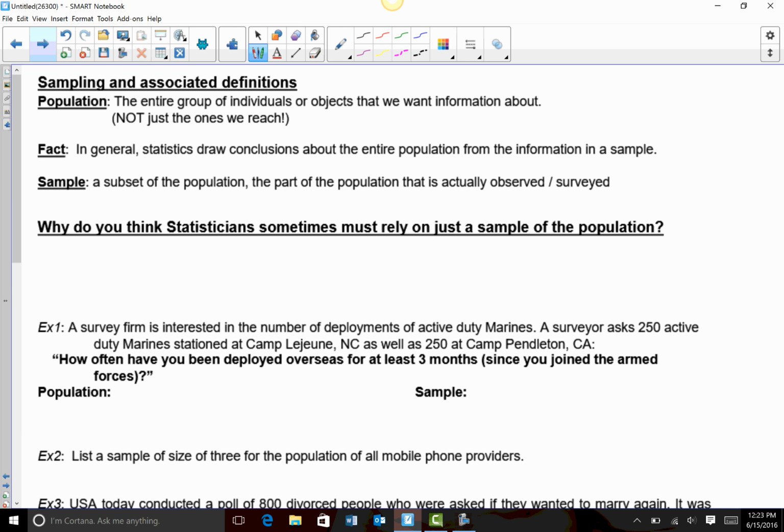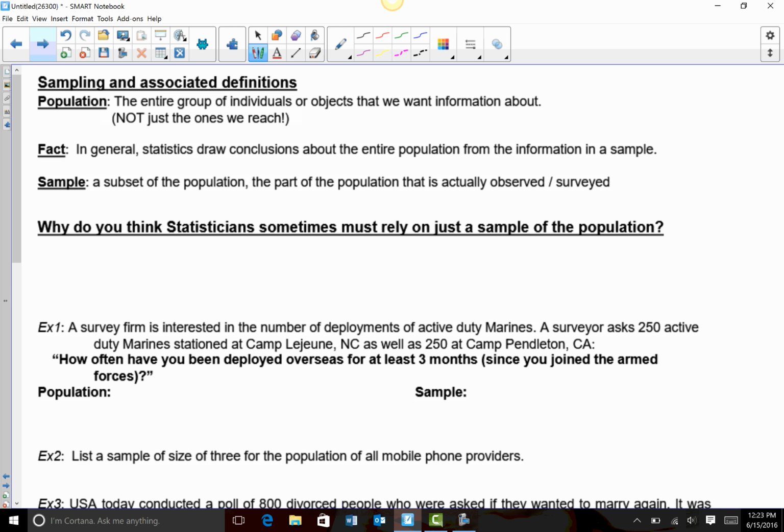At the top of the page, you see two vocabulary terms, population and sample. Population is just obviously, depending on what you're surveying, the entire group of people or the entire number of objects, the entire number of states, whatever your focus may be, but you would not exclude anyone. The population would be everyone would be counted. Sample would be just a subset of that population, and only part is going to be observed or surveyed.